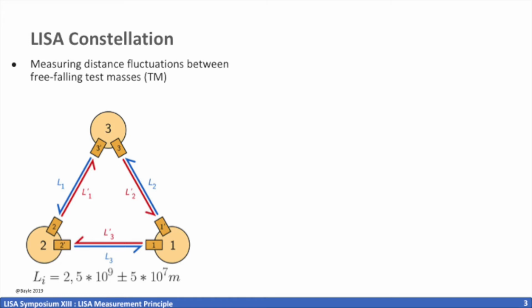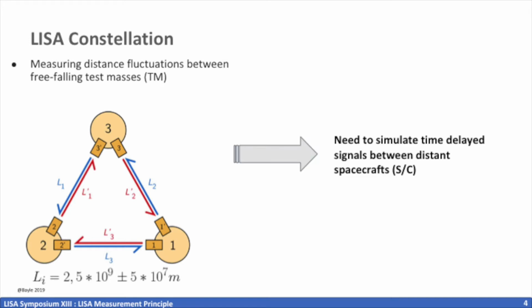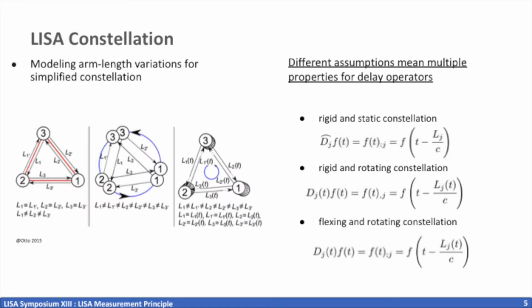The light time between two spacecraft is about 8.3 seconds, so if we want to simulate LISA interferometric signals, we will need first to simulate time-delayed signals between distant spacecraft. We can start making different assumptions on the arm length variation, starting with a simplified LISA constellation. The simplest one is rigid and static. It means that the arm length remains constant in time. It also means that the light time between two spacecraft is the same for both directions.